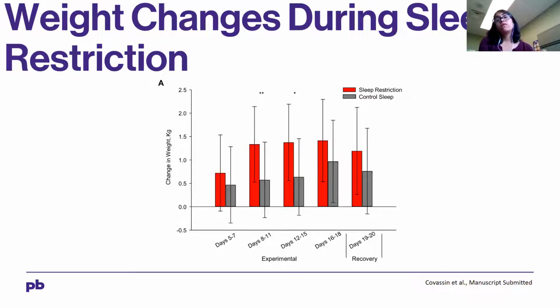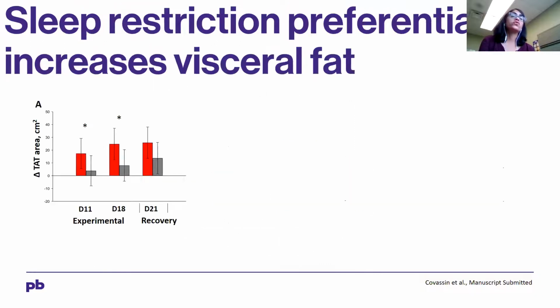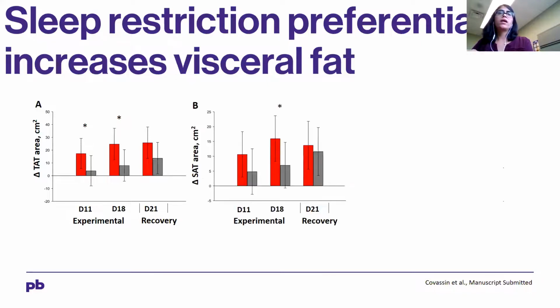Okay, so we saw that there was an increased calorie intake causing weight gain if you were restricting your sleep duration. Let's look at the regional body fat distributions now. So these are data coming from the abdominal CT images that we took over the study protocol. And as you can see, both the groups had weight gain. So both of them showed increases in the total adipose tissue area, but the increase is much higher in the red bars, which is from the sleep restriction time.